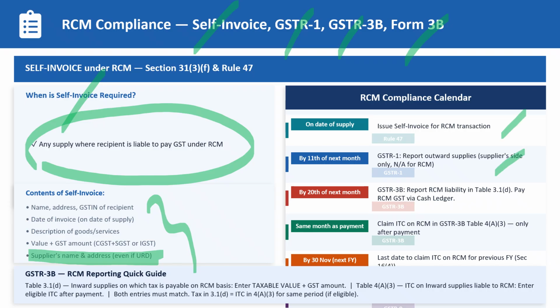By the 11th, you need to report in the GSTR 1, and then by the 20th, you need to pay GST. In the same month, you are eligible for ITC if you already paid in the previous report, and then you can claim that ITC by the next 30th November.